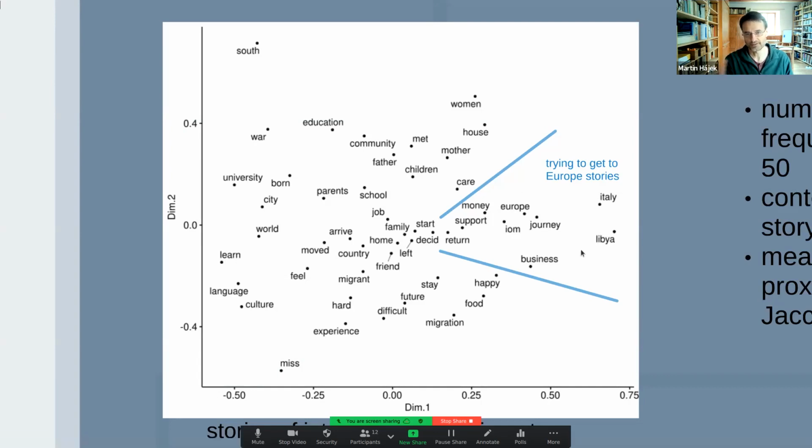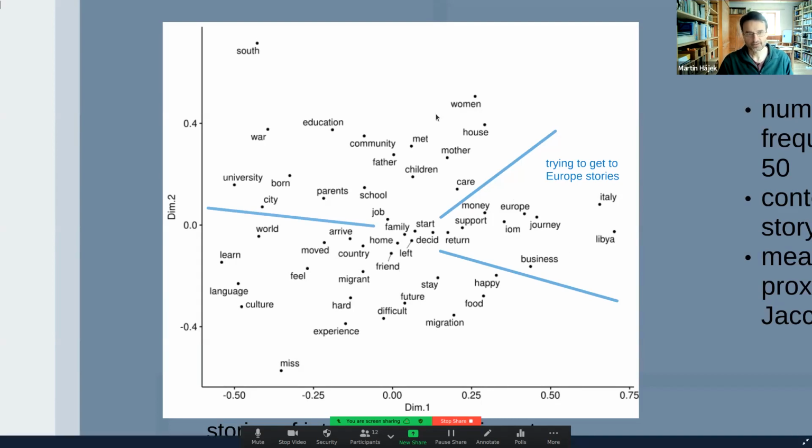So the interpretation has to be about stories, and you see stories from Libya to Italy, the journey to get to Europe. There is support of the International Organization for Migration. This is one segment, I think quite compact.